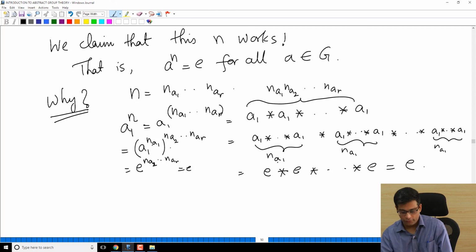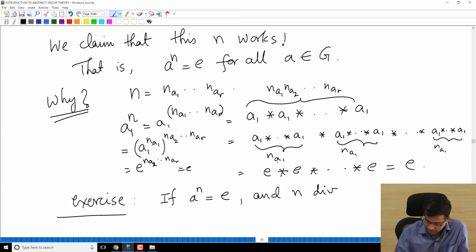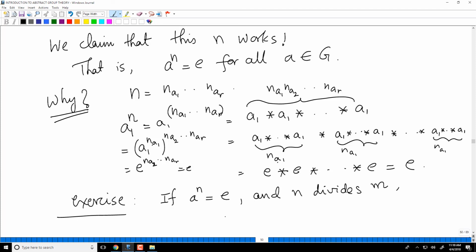But the proof of this is this: because I am using exponents as a notation, I can't use exponential rules that I have from integers, real numbers and rational numbers. I have to justify that, which this does. So, maybe I will leave this as an exercise for you. If a power n is identity and n divides m, then a power m is also identity.